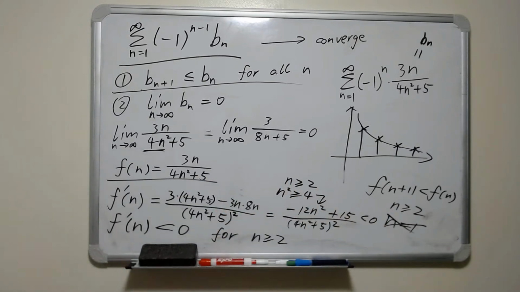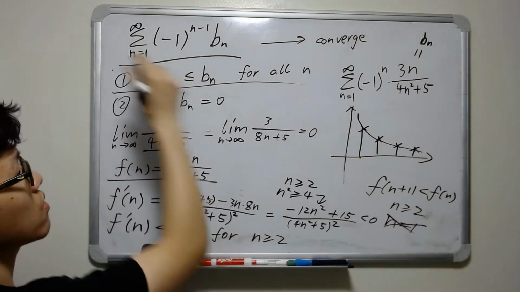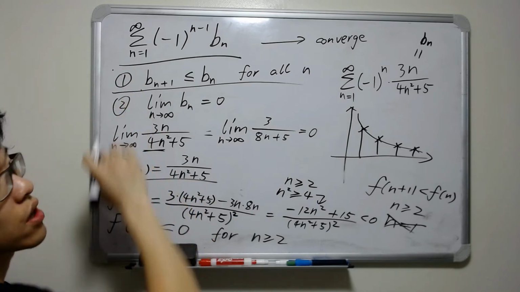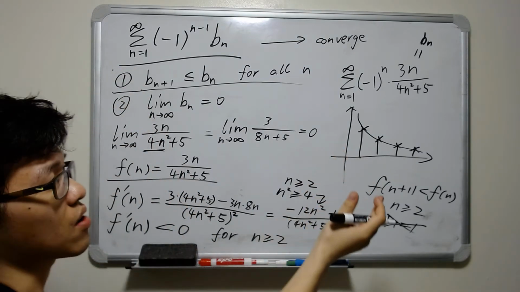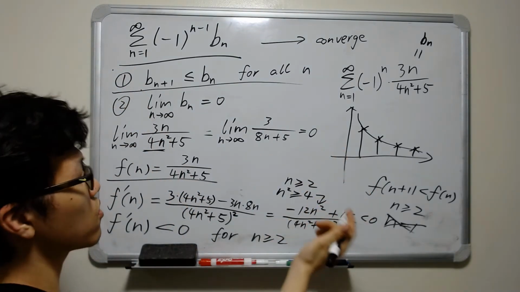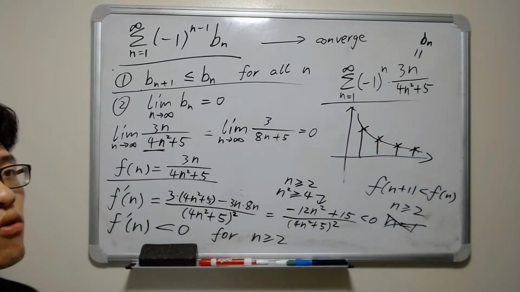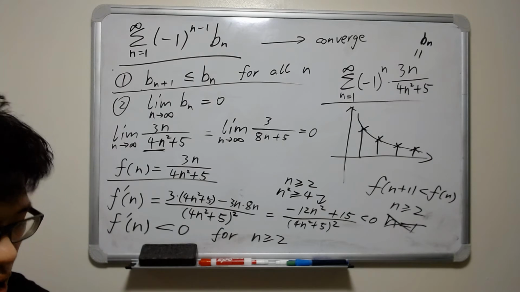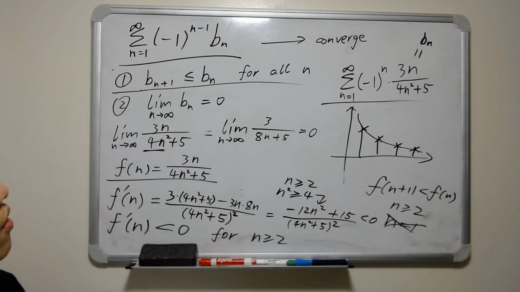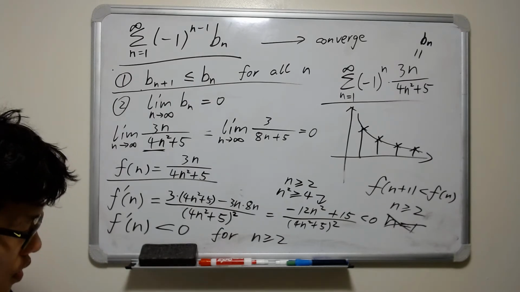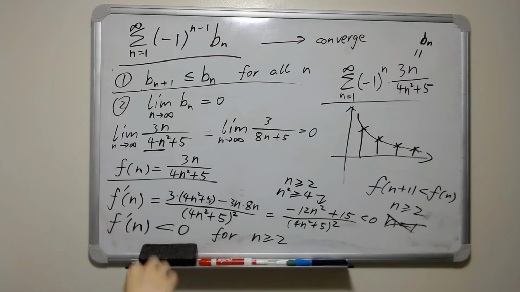So, okay, I finally got that this series satisfies both of the conditions for the alternating series test. So which means this series converges by the alternating series test. Okay, so let's go to the next topic.